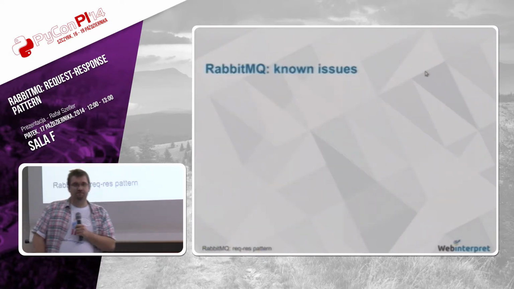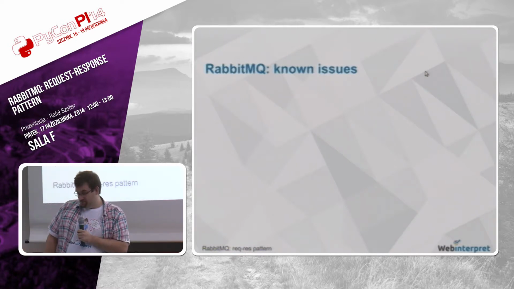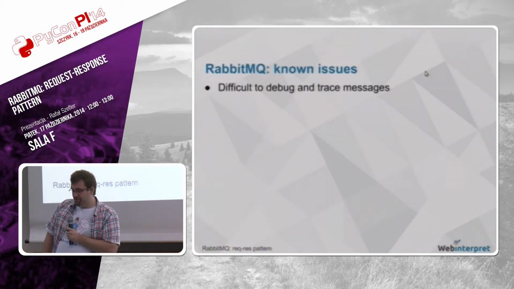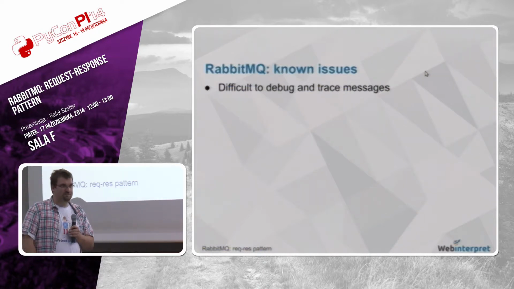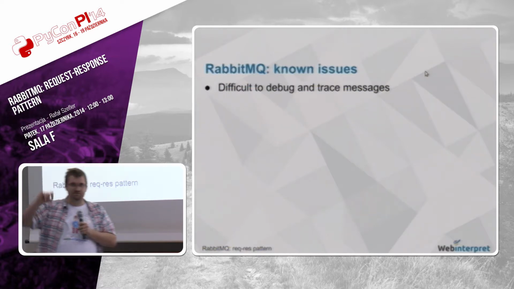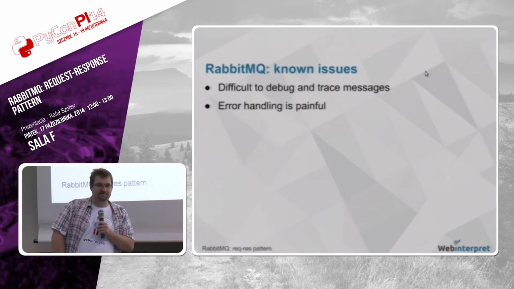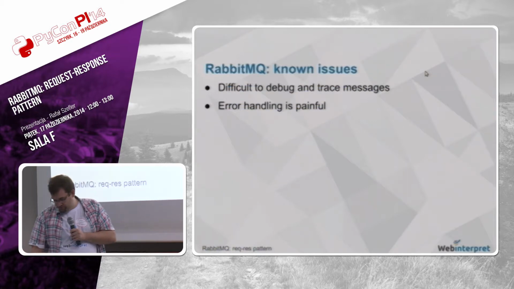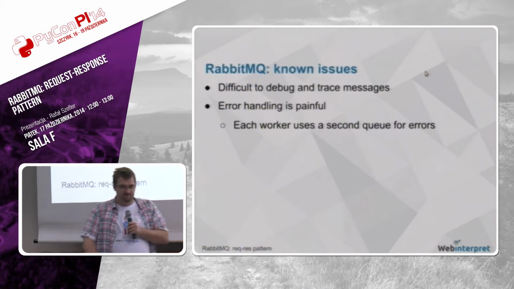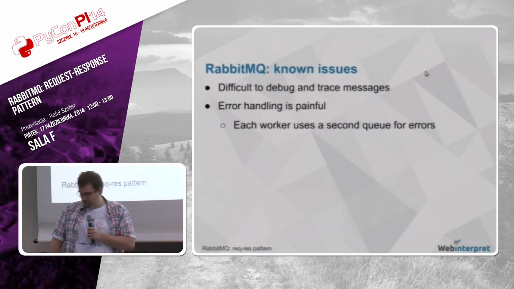So we've encountered many issues with RabbitMQ. The technology is not ideal, like there are no ideal things. The first one is that it is difficult to debug and trace messages. Obviously, if we have this very complex graph of queues and producers and consumers, then we can easily get lost. Error handling is painful, very painful. What we do at Web Interpret is that each worker uses two queues, one for messages that it should process, and the other one for failed messages. It works, but it's not perfect.